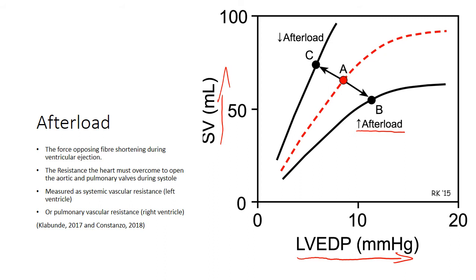Whereas if we look up here, when we have a decrease in afterload, so in the event of a decrease in the systemic vascular resistance, such as after the administration of drugs like ACE inhibitors, then we can actually decrease the afterload, which decreases the amount of effort needed to open the aortic valve. Therefore, we can increase stroke volume.